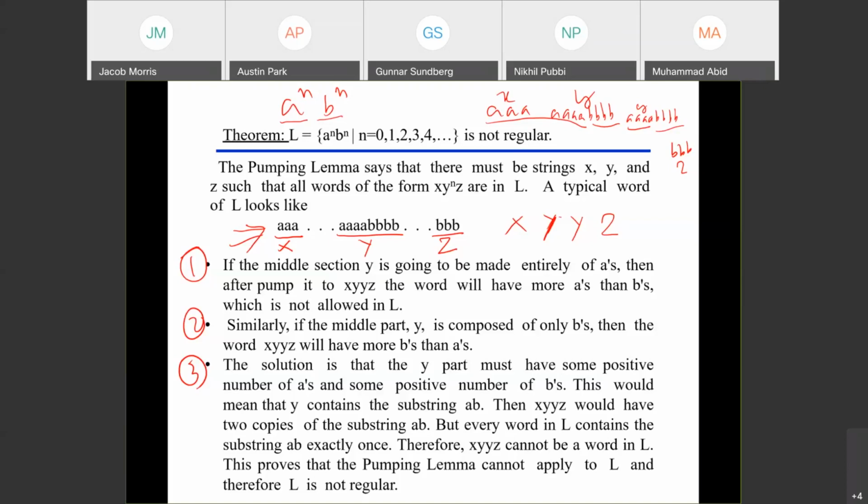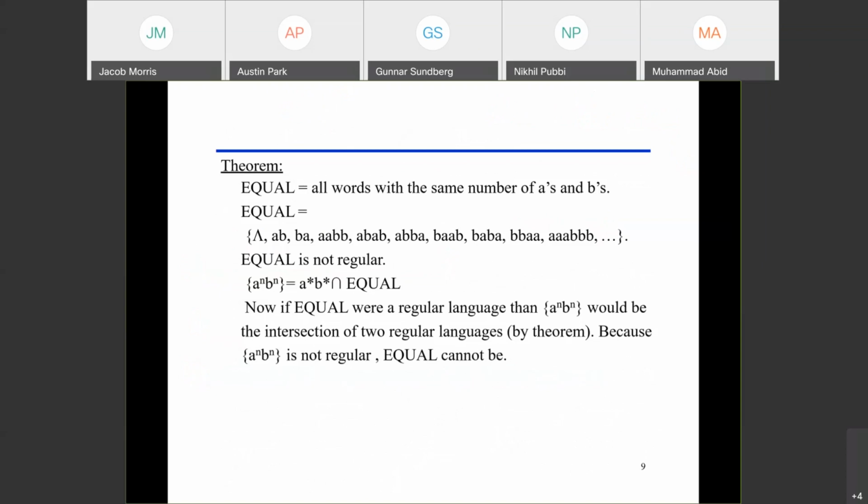Now let's see another example. We have this language here: EQUAL, all words with the same number of a's and b's. So it says that you have lambda here, and ab, ba, and so on. It does not care what the order of a is, what the order of b is, but it says that it should have the same number of a's and the same number of b's.